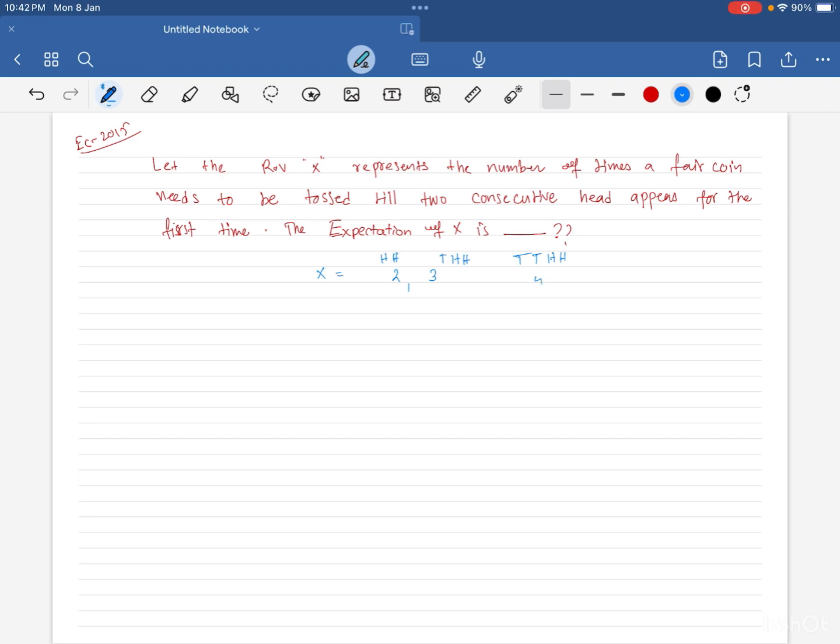Now we will have to find the expectation of this X. The associated probability of these events would be 1 divided by 2 to the power 2, 1 divided by 2 to the power 3, 1 divided by 2 to the power 4, and so on. How can we do that? That will be 2 into 1 by 2 square plus 3 into 1 by 2 cube plus 4 into 1 by 2 to the power 4, and so on.